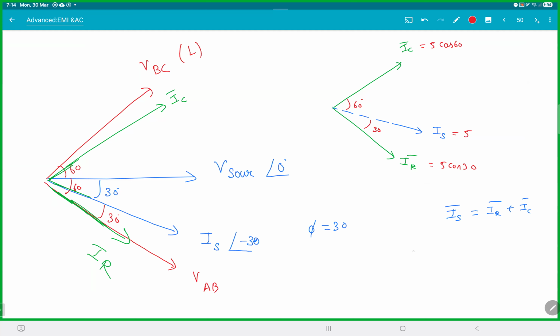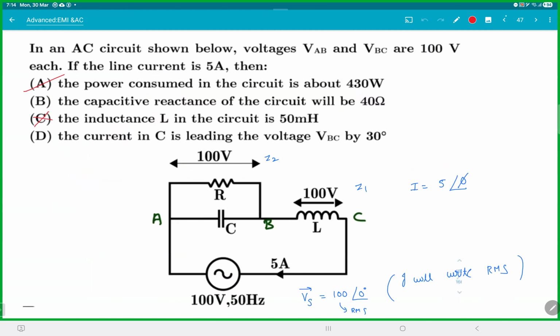you want to find that capacitance. So voltage across AB must be equal to the current in the capacitance into XC. Voltage across AB was 100. And what was the angle? 60. Anyway, you don't need the phase angles here, luckily. So XC will be VAB by IC. VAB is 100. IC will be 5 cos 60. That would be 40 ohms. That was your second option.